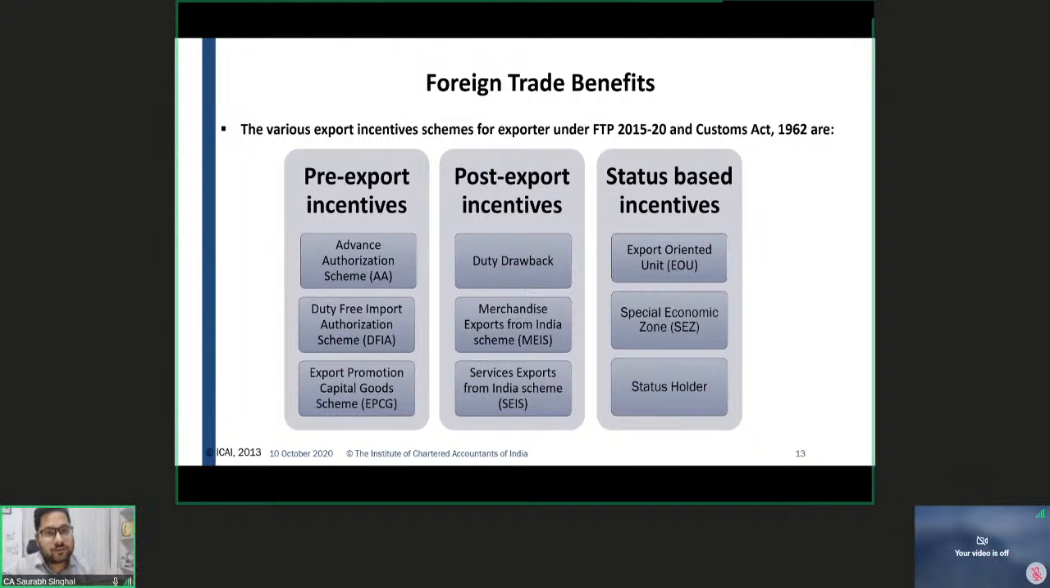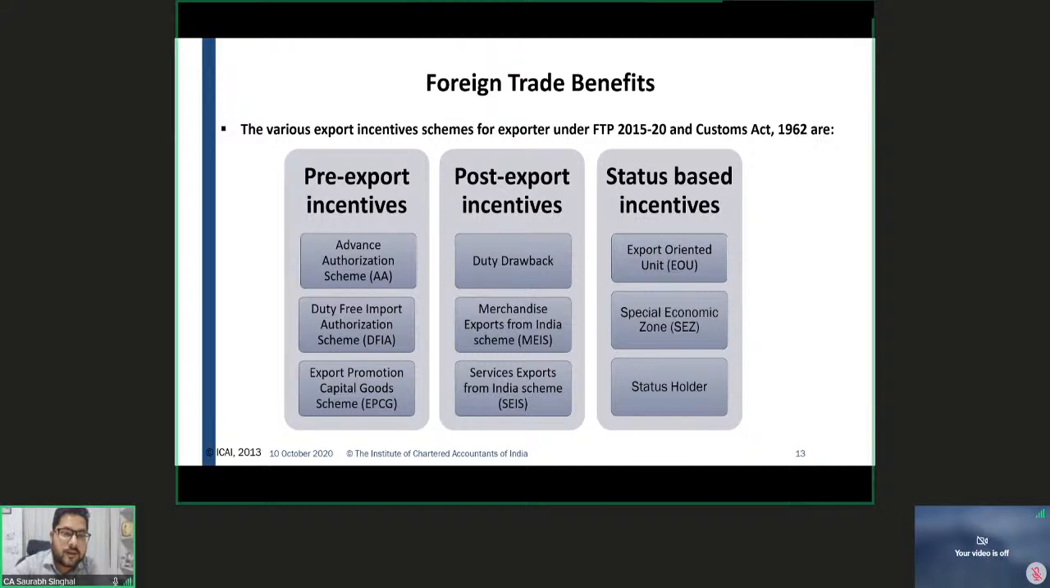The first one being advance authorization, wherein you can import duty-free inputs. Second one is DFIA, which is also akin to advance authorization, wherein upon import of certain inputs and export thereof, you get a duty-free or you get a duty-paid license, which can be used for duty-free imports. Then the third one is EPCG, that is for import of duty-free capital goods.